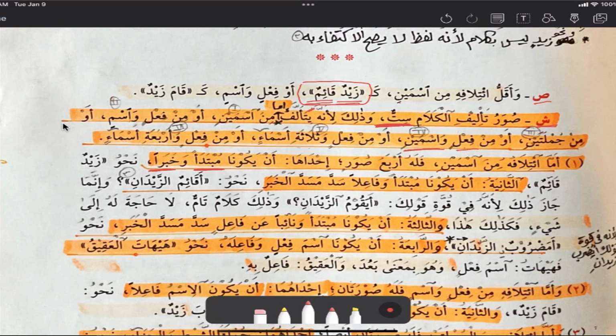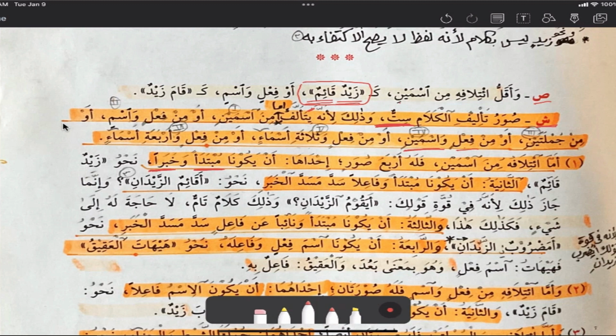The second scenario of a sentence without a verb, it's made of two nominals, is the case of having a sentence with two subjects, the second of which fills the space of the predicate. A subject and a verbal subject that fills the space of the predicate.